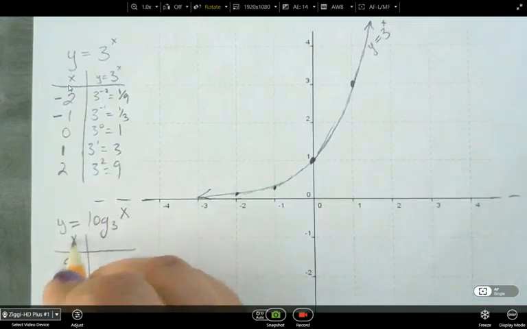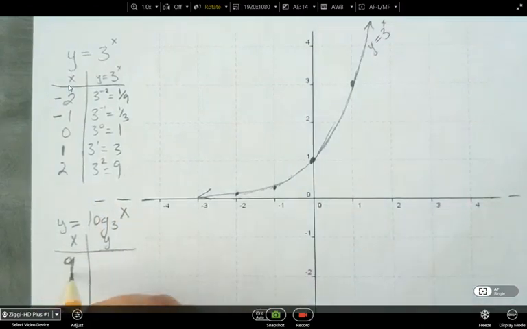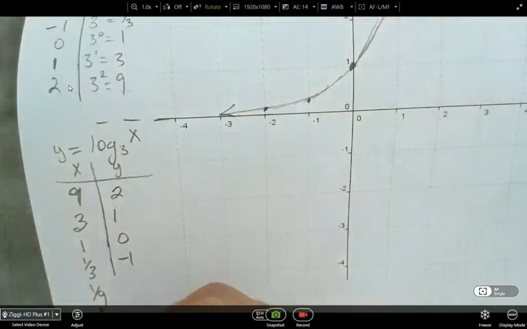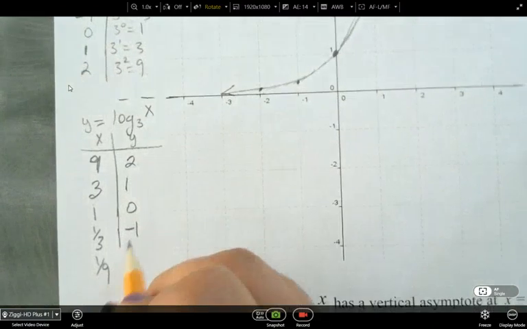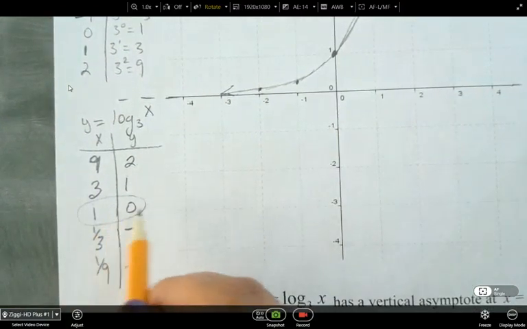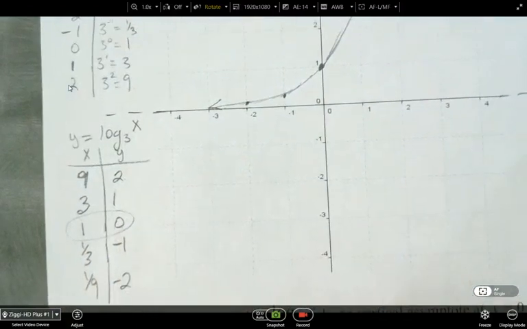So my x value I'm going to choose as 9. So what do I get as my y value? I get 2. So if I choose 3 here, what do I get? 1. And then for x equals 1, I get 0. And then if I have 1/3, I get -1, and 1/9, you get -2.